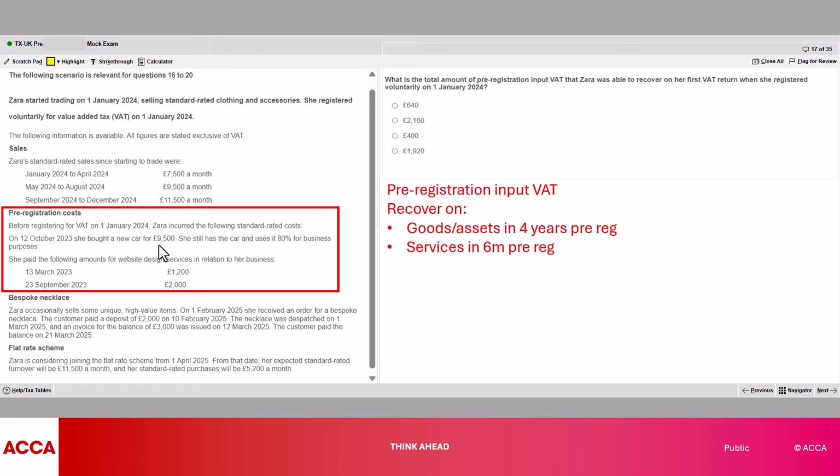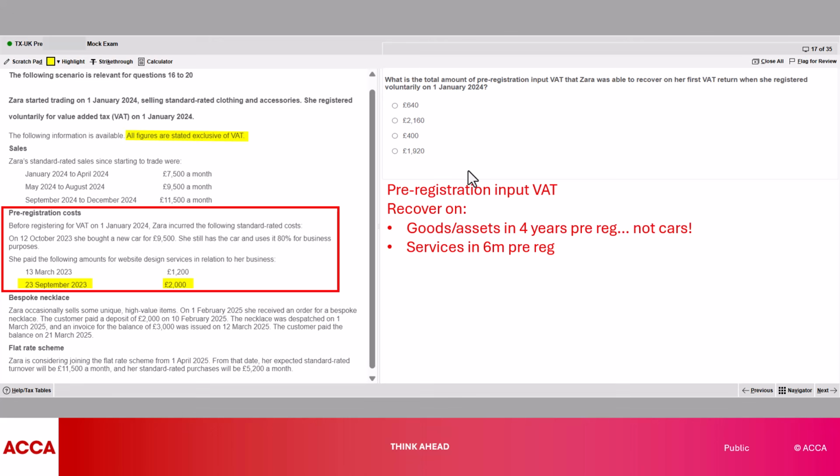And we have the purchases here. We've got the purchase of a car and we've got some services. Well, unfortunately, cars are not going to be allowable where there's any sort of private use. You can't claim back the VAT on a car. And for the services, we have amounts in March and we've got amounts in September 2023. So it's just the services in the 6 months before the 1st of January 2024 where we can reclaim the VAT. I've just highlighted as well that these figures are the figures exclusive of VAT.